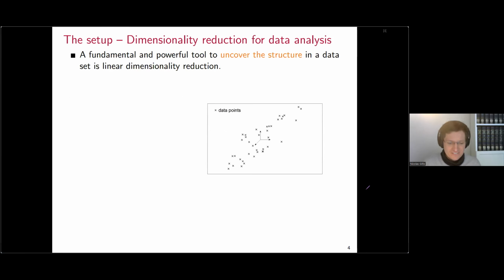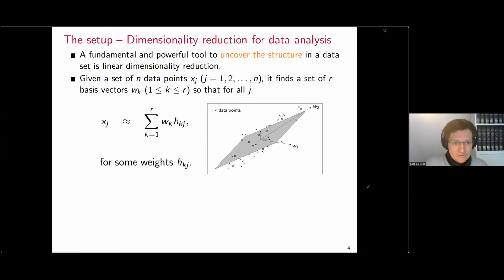Okay, let me try with a high-level motivation. What is the main purpose of my work? Mostly it is to uncover structure in datasets, like many of us. And a powerful tool to achieve this is so-called linear dimensionality reduction. It's really a basic approach. You're given a set of data points, which throughout this talk I will denote xj. And the goal is to approximate these data points using a linear combination of basis vectors, which I will denote wk. So you have n data points, and you want to find r basis vectors, so that each data point is well approximated as a linear combination of these basis vectors.